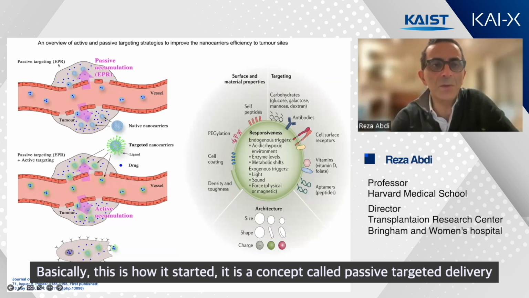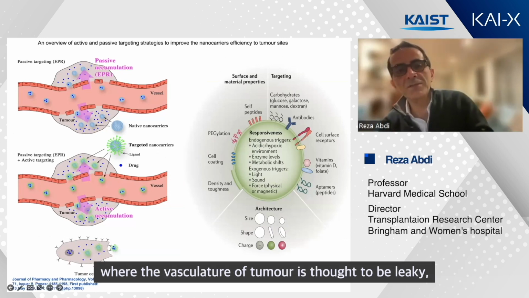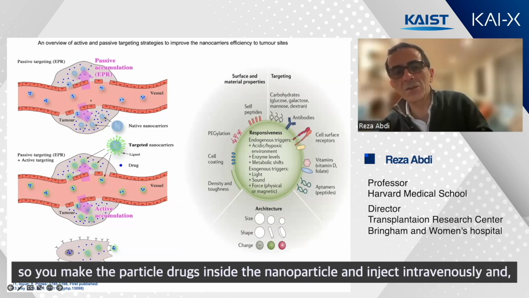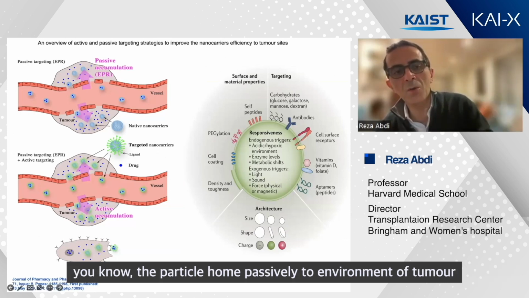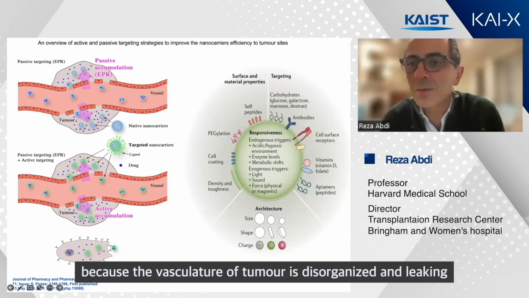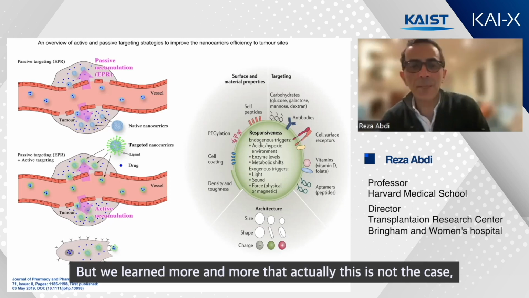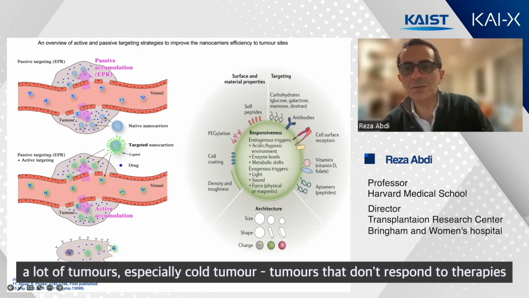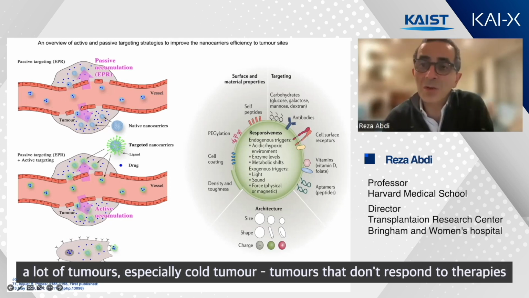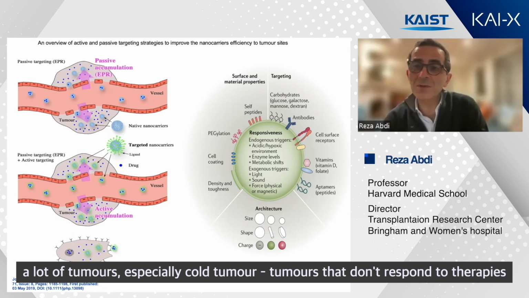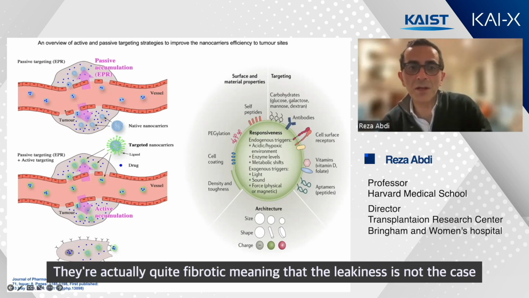It is a concept called passive targeted delivery, where the vasculature of the tumor is thought to be leaky. So you put the drug inside the nanoparticle and inject it intravenously, and the particle homes passively to the tumor environment, because the vasculature of the tumor is disorganized and leaking. But we learned more and more that this is actually not the case. A lot of tumors, especially so-called cold tumors that don't respond to therapies, are actually quite fibrotic, meaning that the leakiness is not the case.